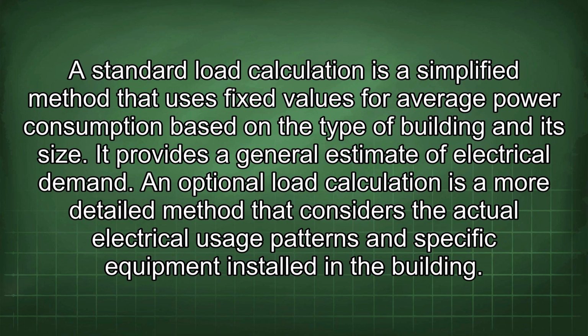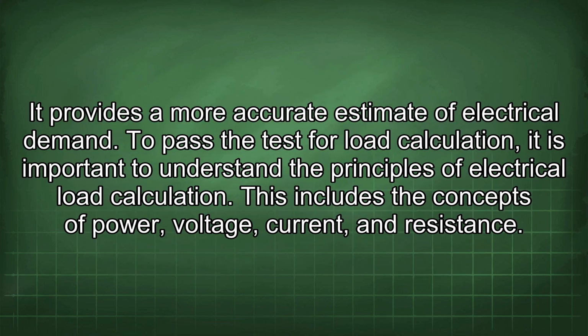An optional load calculation is a more detailed method that considers the actual electrical usage patterns and specific equipment installed in a building. It provides a more accurate estimate of electrical demand. To pass the test for load calculation, it is important to understand the principles of electrical load calculation. This includes the concepts of power, voltage, current, and resistance.